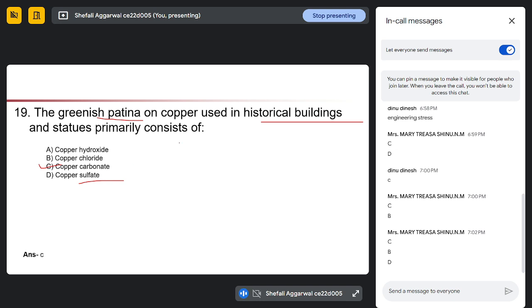It is formed by the reaction of copper and CO2. It's not the general oxide film which is formed on copper. Mainly, with time, when copper reacts with CO2, it will form copper carbonate. Okay.